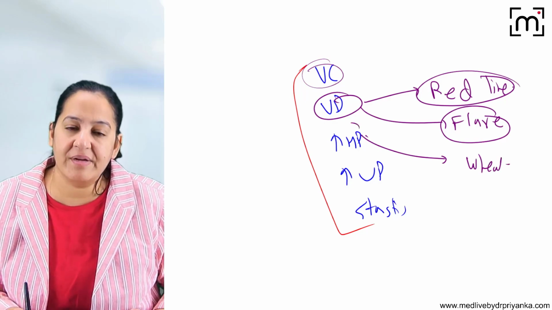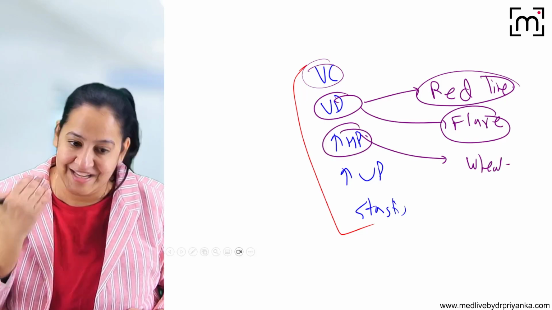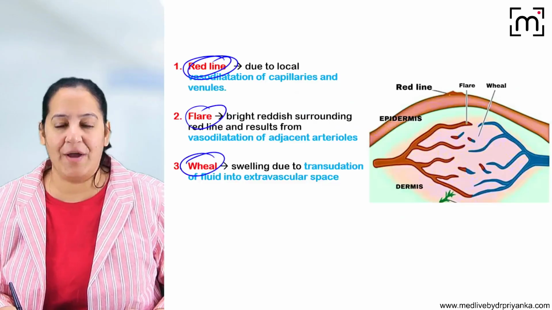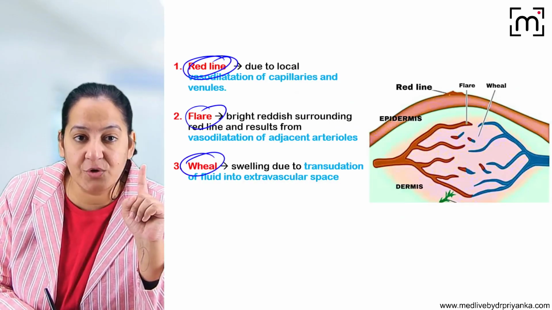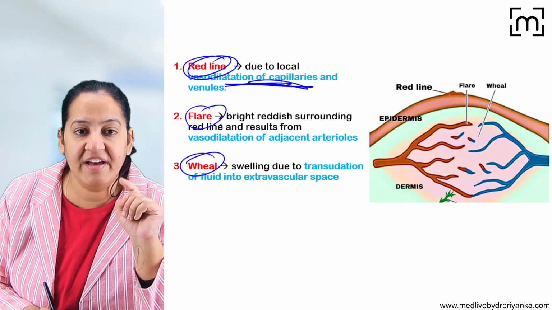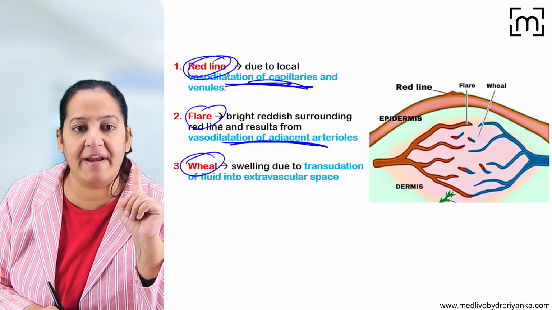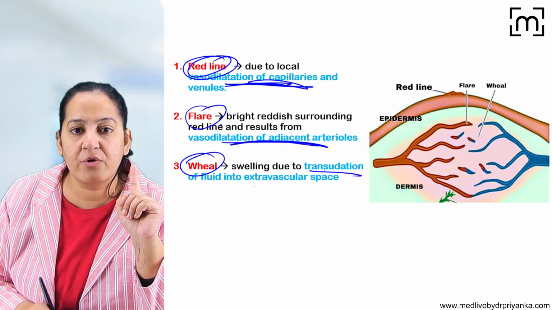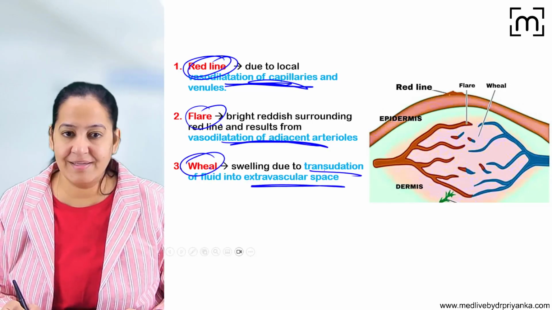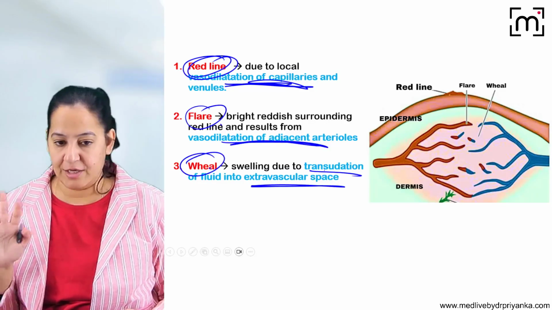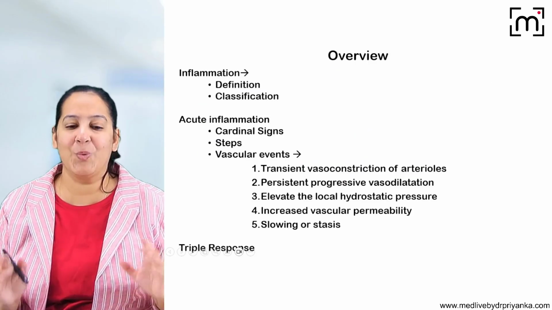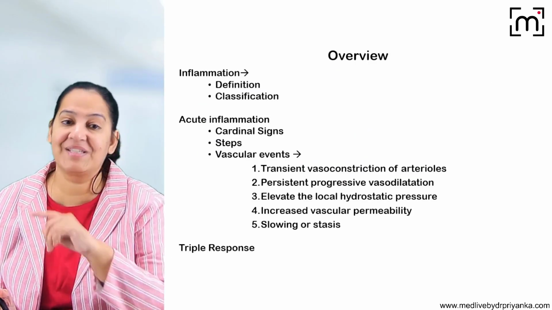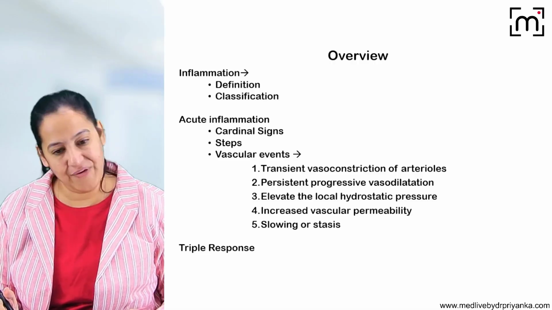That is known as wheal. The wheal is due to increased hydrostatic pressure, which is leading to edema. So I hope you got it. The red line is due to vasodilatation of the capillary, the flare is due to vasodilatation of the arteriole, and the wheal is due to increased hydrostatic pressure, that is the transudation of the fluid. The same thing you can see here. So we are done with the vascular events of acute inflammation.